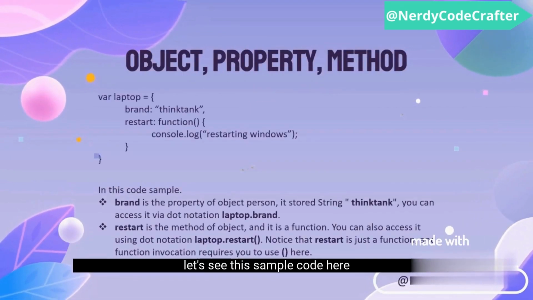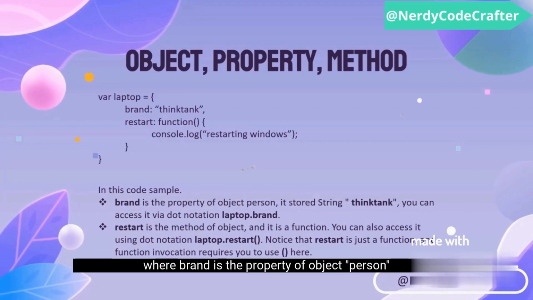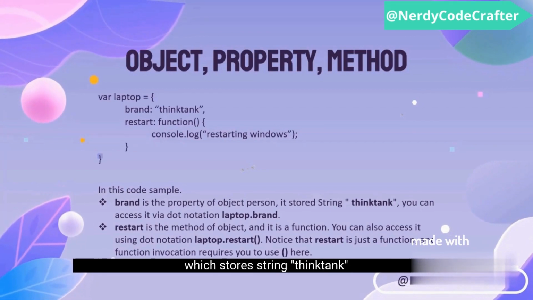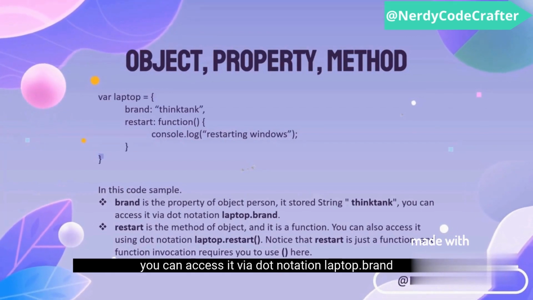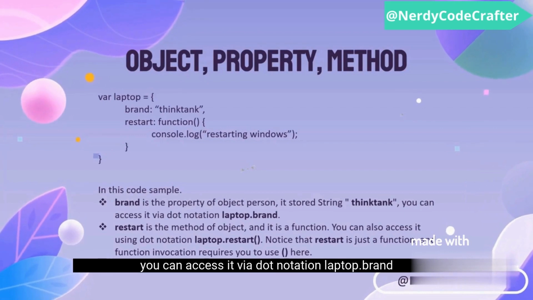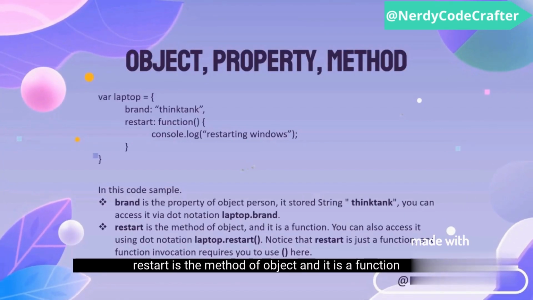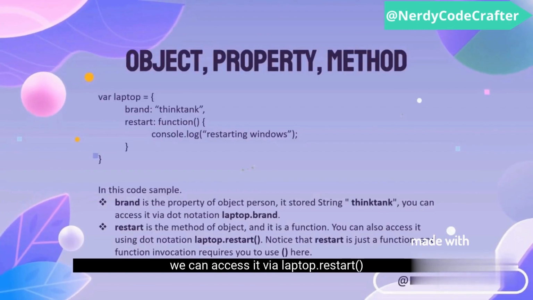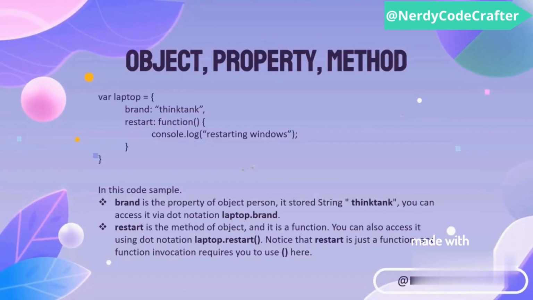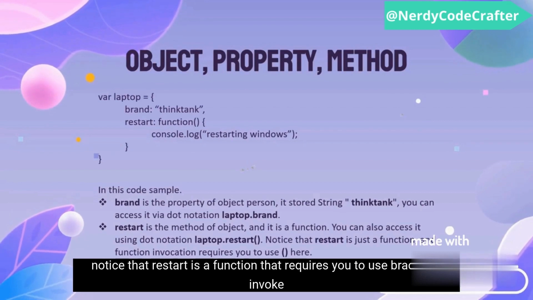Let's see this sample code here, where brand is the property of the object laptop, with the stored string ThinkPad. You can access it via dot notation: laptop.brand. restart is a method of the object and it is a function. We can access it via laptop.restart. Notice that restart is a function, so you need to use parentheses to invoke it.